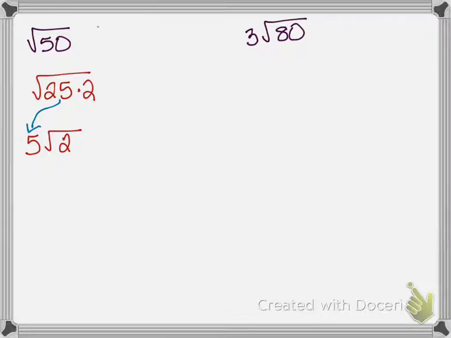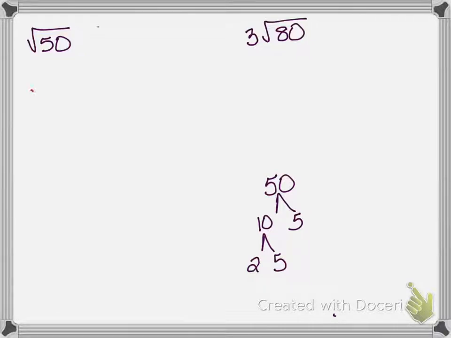Now, if I didn't know that 50 was 25 times 2, or I didn't know that 45 was 9 times 5, I could do the prime factorization. And I'm going to do the prime factorization on both of those. Okay? So I'm going to do the prime factorization of 50 over here. So I have 50. Okay, it breaks down to 10 times 5. And then it breaks down to 2 times 5. That's the prime factorization. So I'm going to go back, and inside my square root, I'm going to write the prime factorization of 50. I have 2 times 5 times 5.